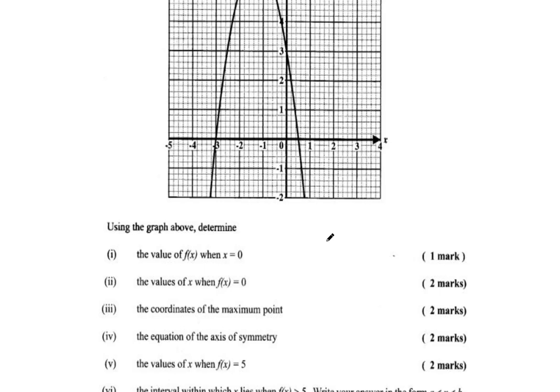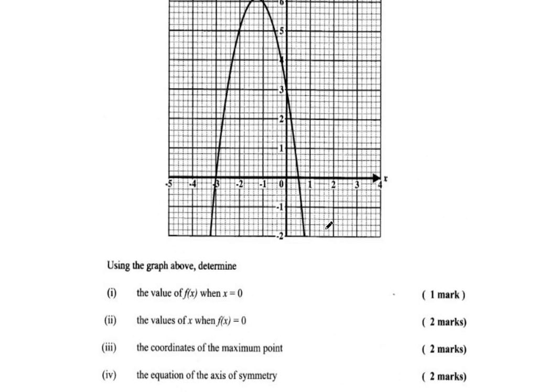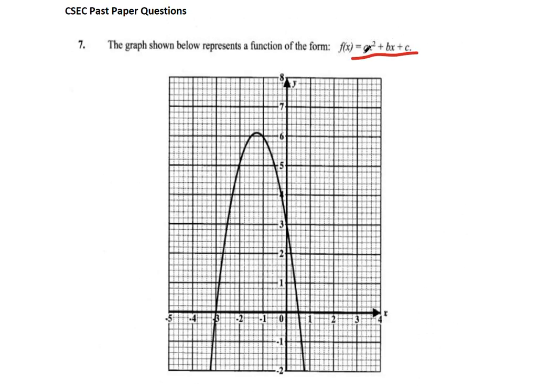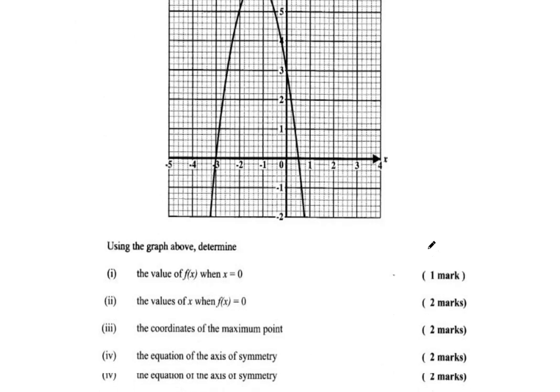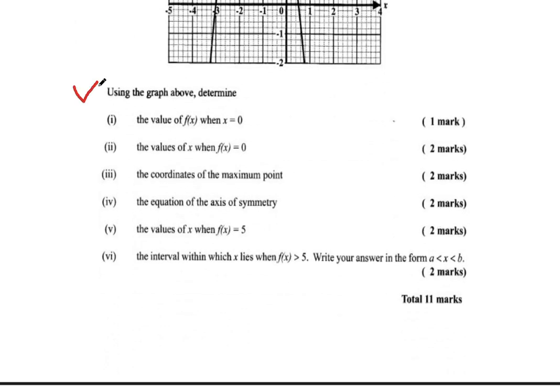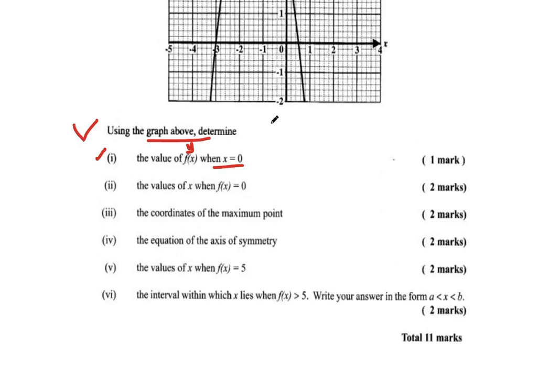So here we're given this parabola, which is the graph of a quadratic function, a function that takes the form f of x equals ax squared plus bx plus c. And we're asked to use the graph above to determine 1. The value of f of x when x is equal to 0. In other words, what we're being asked to find here is the value of y. F of x is the same as y. So essentially we're asked to find the value of y, which is the same as f of x, when x is equal to 0, using the graph.